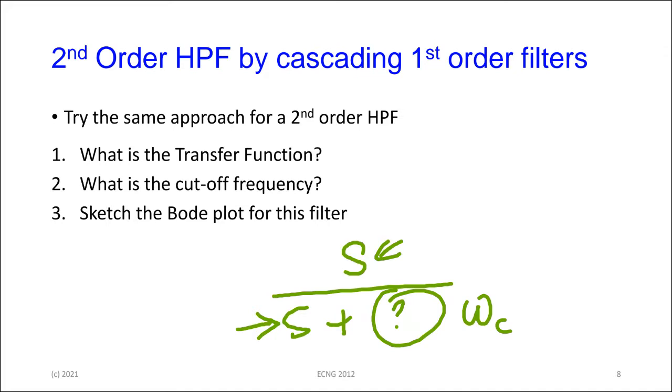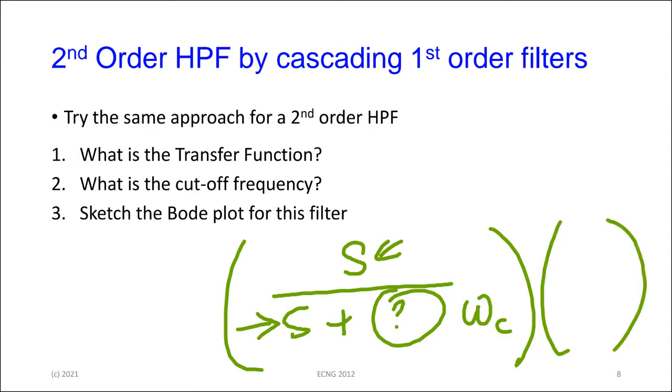So the transfer function is going to be two of these, this multiplied by another one looking like it. The cutoff frequency is going to be what? Is it going to be the same as each section or different from each section? Right, it's two sections that you're cascading. So each section has a cutoff frequency of omega c. So the overall high pass filter in this case is going to have a cutoff frequency of omega c.